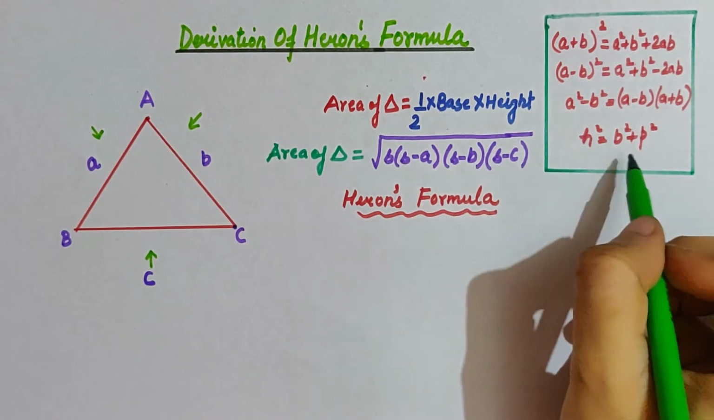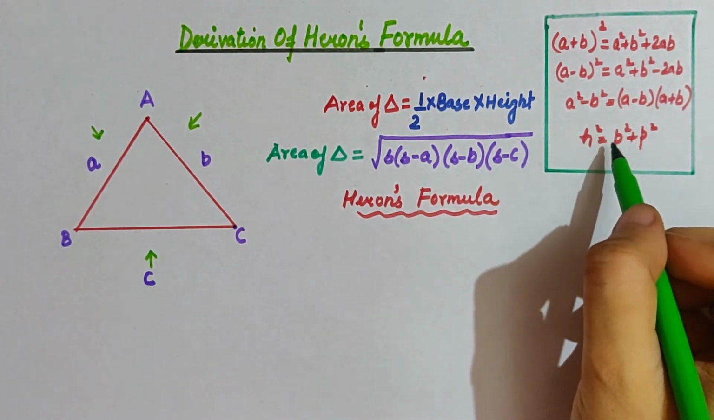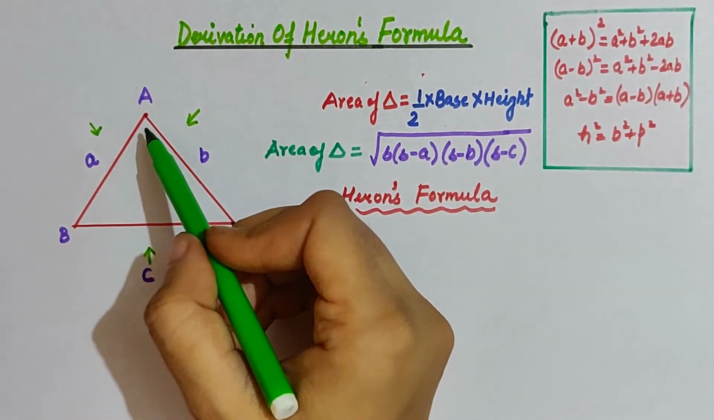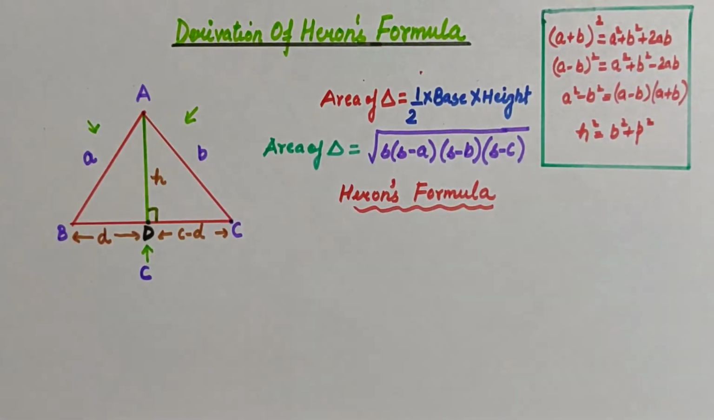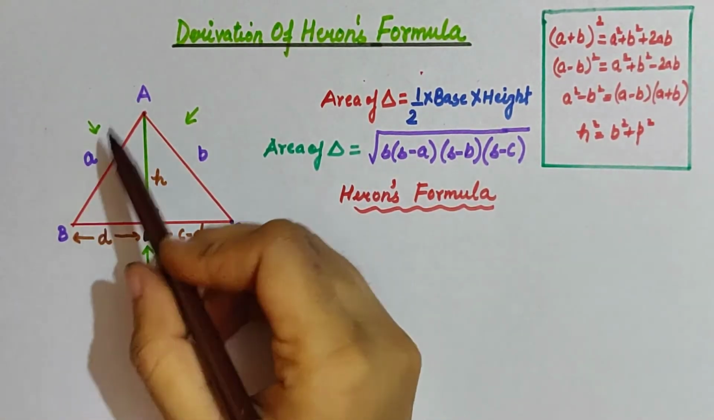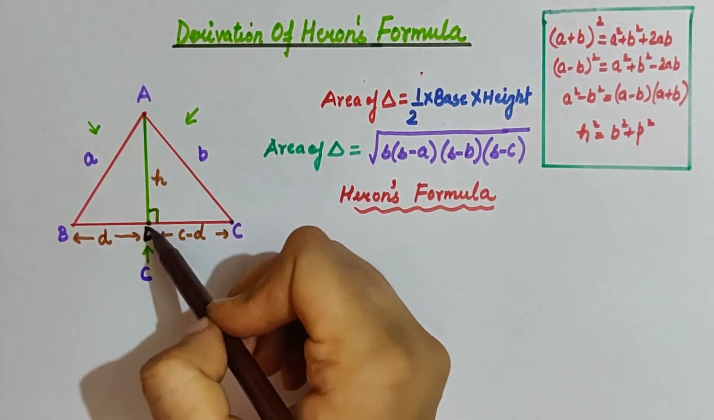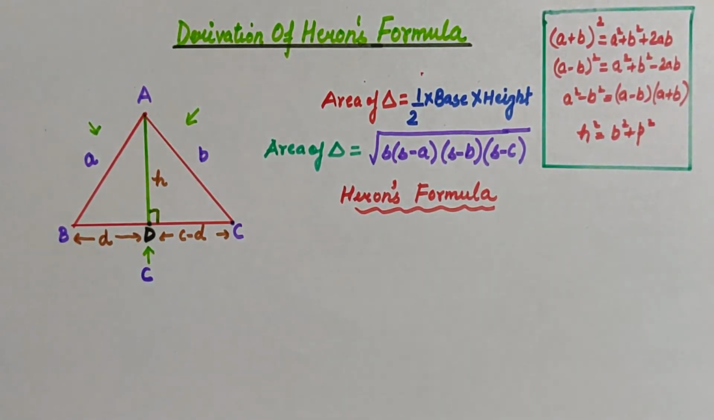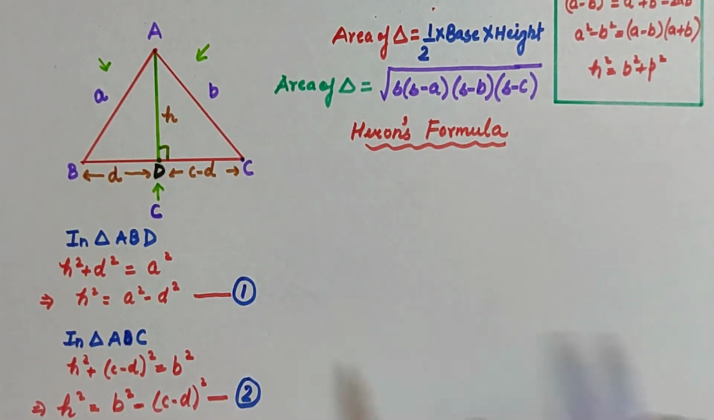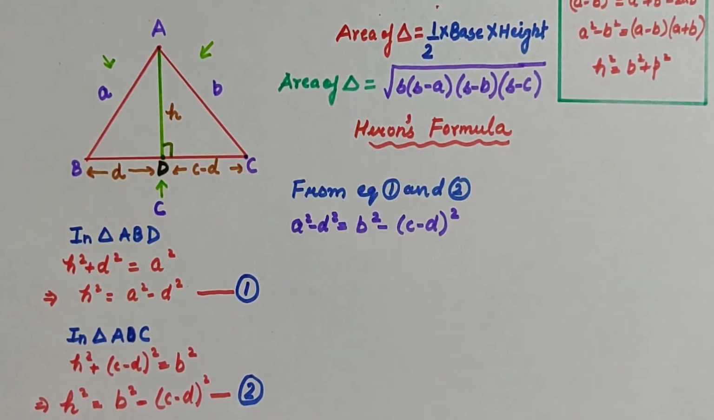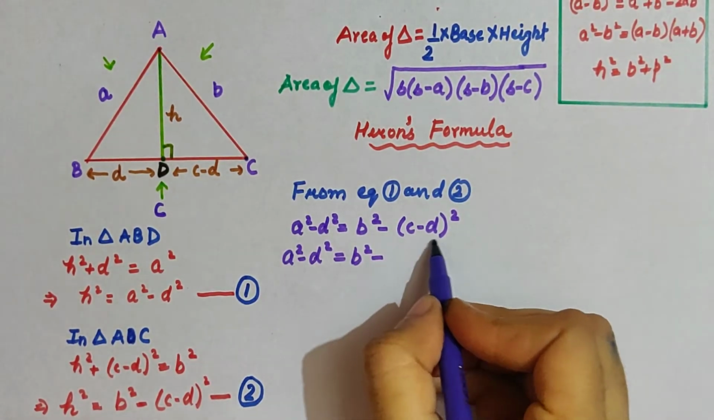We all know these identities. They will be used in the derivation. So first we will draw the perpendicular from vertex A to the side BC. And now in triangles ABD and ADC, we will use the Pythagoras theorem. So from equation 1 and equation 2, we can say this thing is equal. So here we will use the a minus b identity.